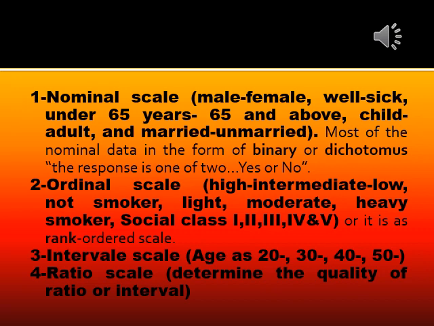The second is called the ordinal scale, in which there is a certain order, like high, intermediate, low, nonsmoker, light, moderate, heavy smoker, social class 1, 2, 3, 4, and 5. Or it is a rank ordered scale. Also, it is a qualitative type. Third and fourth are the interval scale or ratio scale, in which they are determined by ratio or interval, which represent the quantitative variable, whether discrete or continuous.